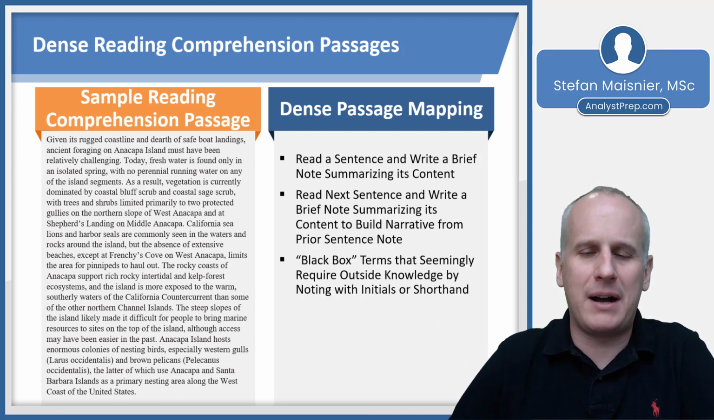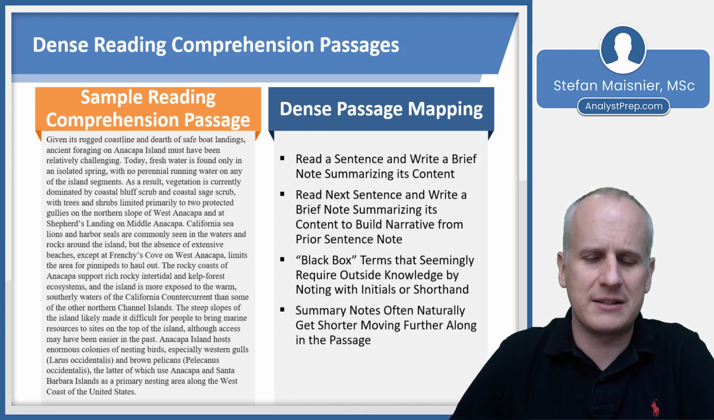Then you can black box terms that seemingly require outside knowledge by noting with initials or shorthand. And ultimately, you can just treat unfamiliar concepts as almost mathematic variables and be like, okay, I don't know what this is, but I'll get enough information to answer questions about it from the context.